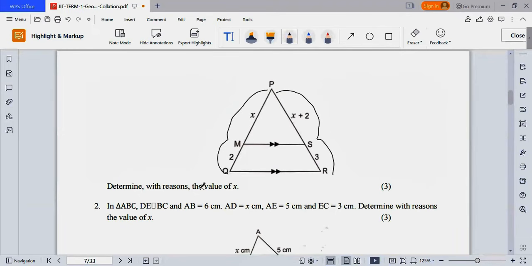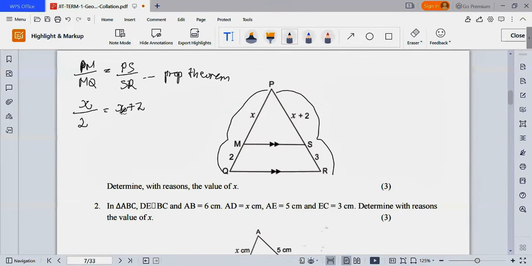Then they say calculate, with reasons, the value of X. To calculate the value of X, this is how we go about it. We simply say PM over MQ is equal to PS over SR, by the proportionality theorem. PM is X, and MQ we can see is 2. Then PS is X plus 2, and SR is 3.